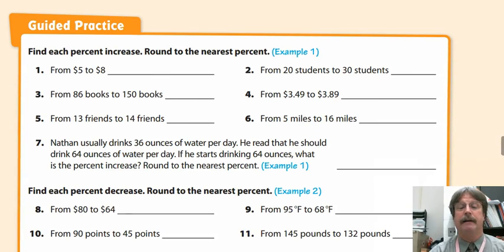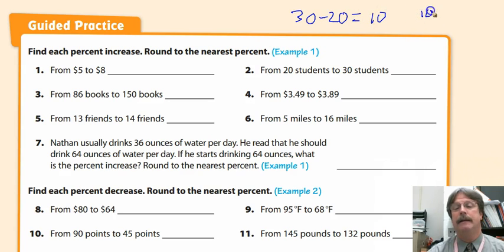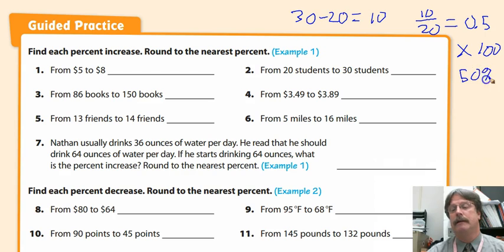A couple of examples there. Find each percent increase, rounding to the nearest percent. I'll do a couple for you here. From 20 to 30, we're going to take 30 minus 20, which equals 10. Then we take 10, because that's our increase, divided by the original amount, 20. That equals 0.5 in decimal. We multiply that by 100, so we have a 50% increase right here.